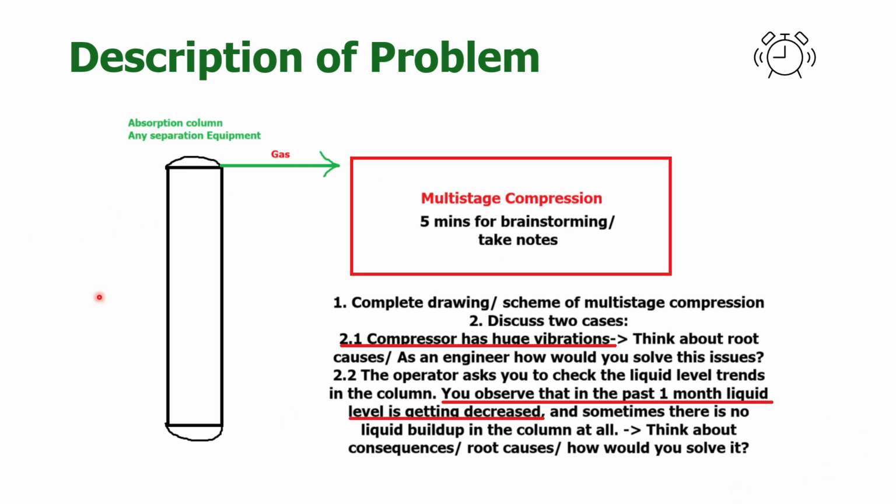First of all, you have an absorption column or any other type of separation equipment like a scrubber, flash drum, or knockout drum, that doesn't matter, or maybe a horizontal or vertical separator, but this is the separator. What I have added here is the absorption column, and from the top of the absorption column you have the clean gas leaving the column. This clean gas will be going through the multi-stage compression. In the first question, you are asked to complete the drawing and scheme of the multi-stage compression unit, and you have 1 to 2 minutes to complete this in your answer.